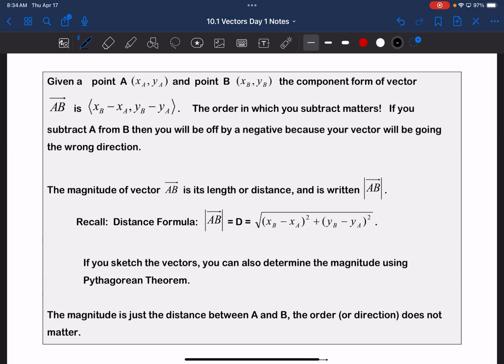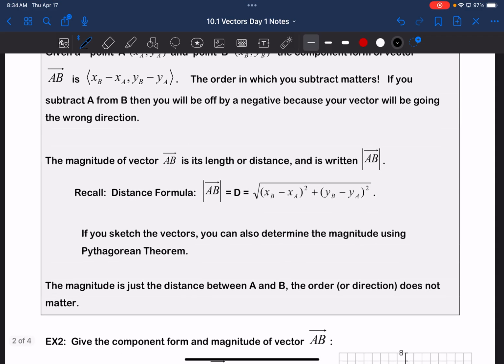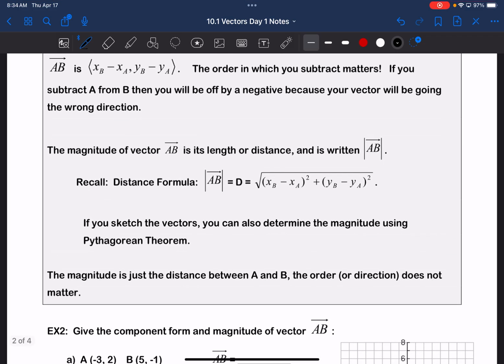Because 3 minus 2 gives you something different than 2 minus 3, right? It changes that negative sign. So order will matter, and you'd be off because your vector is going to be going in the wrong direction. It says the magnitude of your vector AB is the length or distance. Like I was telling you guys on the front page, it can be denoted in this way. It kind of looks like absolute value bars, but really they're asking for magnitude. And your magnitude is just the length or distance something is from where it started.